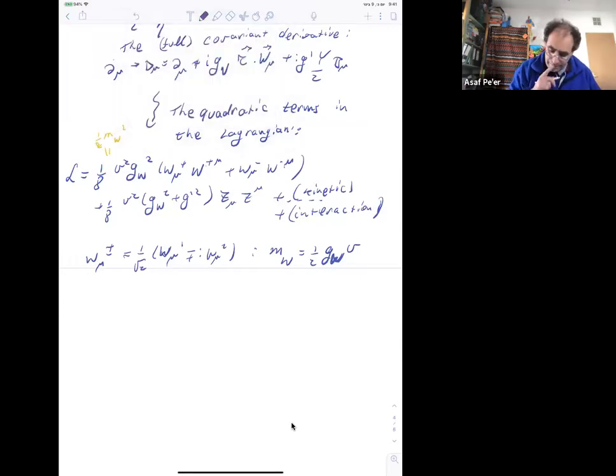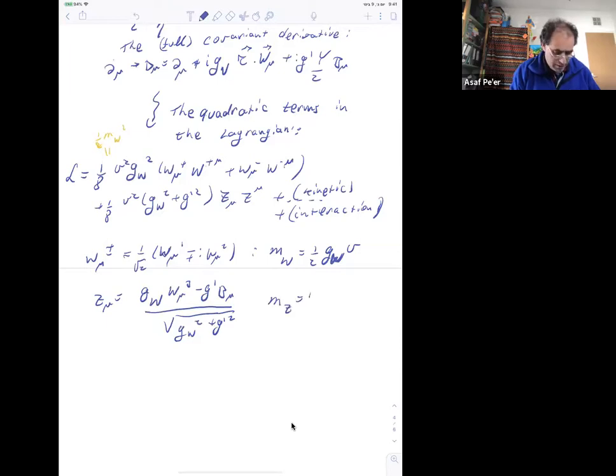And for the Z mu, I remind you, we did this derivation: it is (g weak W mu 3 minus g prime B mu) divided by square root of g weak squared plus g prime squared. Then we end up with the mass of the Z being 1/2 v square root of g weak squared plus g prime squared.